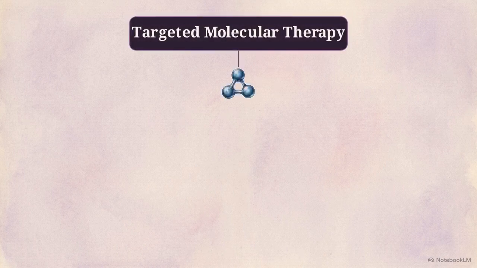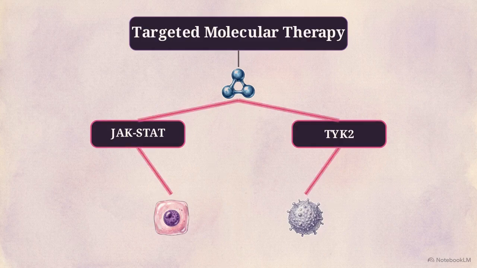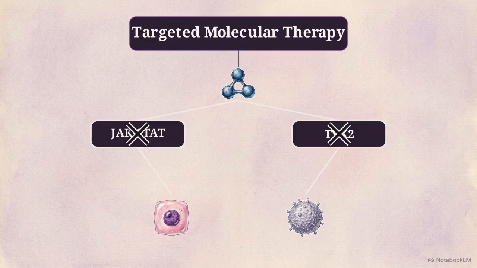This visual tree illustrates the chart for targeted molecular therapy. Because the disease is sustained by interferon gamma signaling, utilizing oral and topical JAK inhibitors to block the JAK-STAT and TYK2 pathways offers a precise mechanism to shut down the interface dermatitis at its source.